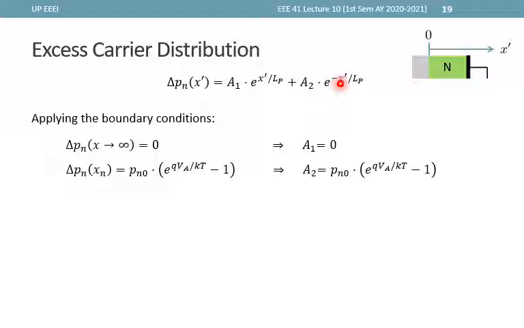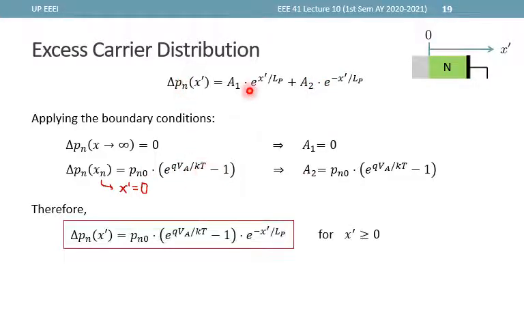And when we evaluate that at xn, which is actually x prime is equal to 0, then we'll be left with Pn naught e raised to qVa over kT minus 1 is equal to a2 times e raised to 0. So we'll just get a2 as simply equal to this one. And therefore, substituting the constants we obtained, our function is simply a2 e raised to minus x prime over Lp, or Pn naught e raised to qVa over kT minus 1 times e raised to minus x prime over Lp for x prime greater than or equal to 0, or simply x greater than or equal to xn.